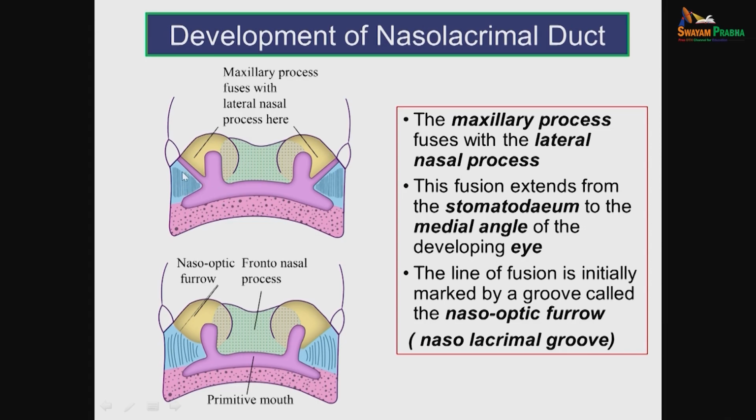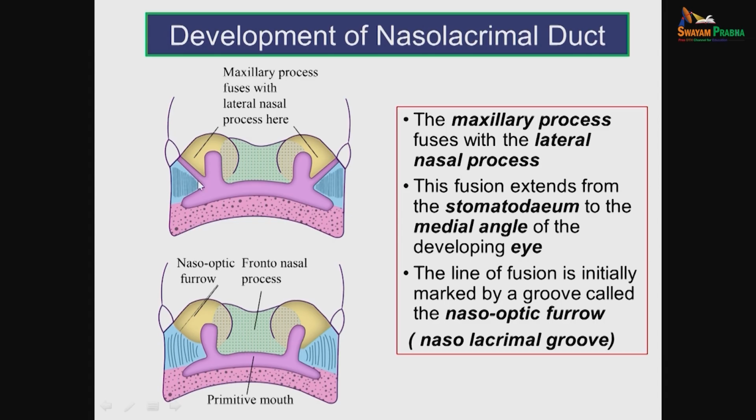So, the maxillary process fuses with the lateral nasal process. This fusion is going to extend from the stomodeum to the medial angle of the eye. Already I have talked about the lens placode, this is the area where your eye is developing. So, this fusion between the maxillary and lateral nasal process extends from the stomodeum to the medial angle of the eye.